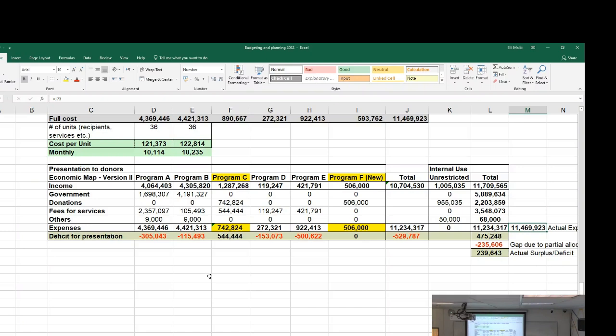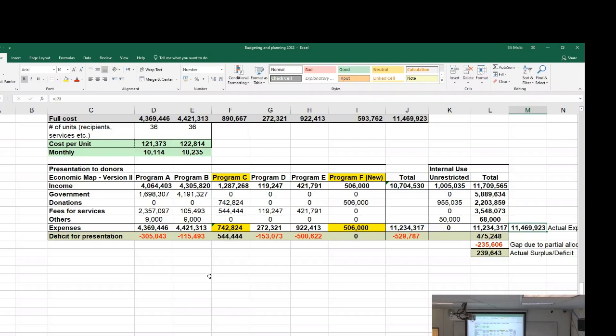Okay? Now here in program F, again, I have an agreement with the donor that the program will cost 506,000, including infrastructure. That is the 10%. Okay? So I have to present to these donors 506,000 and no deficit. Okay, again, I received a donation for this program under these conditions, that this will be the cost of the program. And this is exactly what we mean by donors' restrictions.